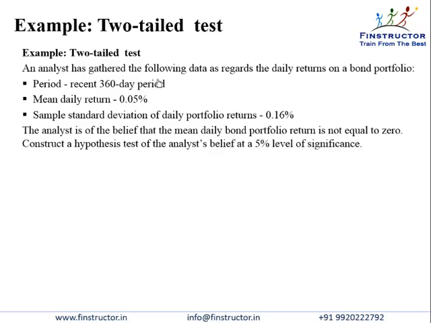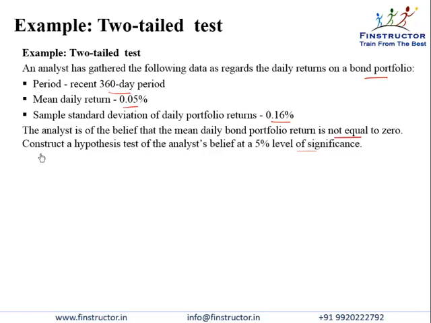An analyst has gathered the following data regarding the daily returns on a bond portfolio. The period is a recent 360-day period, and the mean daily return is 0.05%. The sample standard deviation of the daily portfolio returns comes out to be 0.16%. The analyst believes that the mean daily bond portfolio return is not equal to 0. Construct a hypothesis test of the analyst's belief at the 5% level of significance.